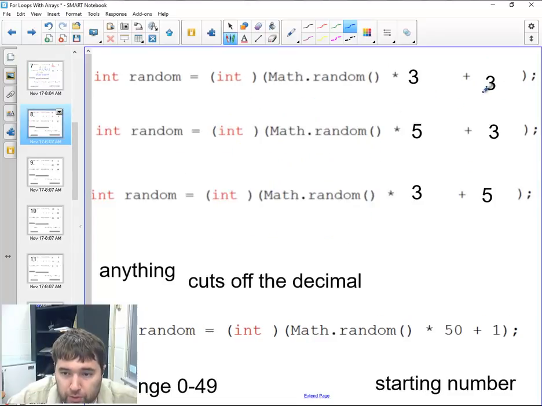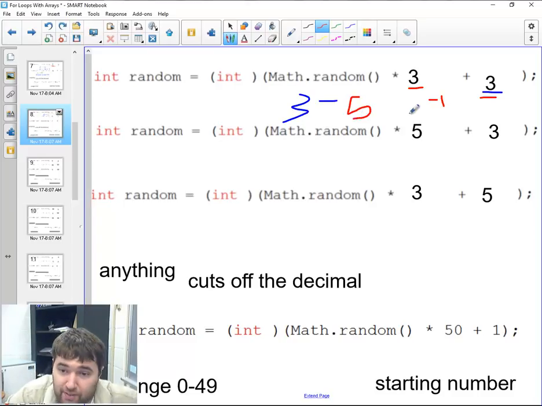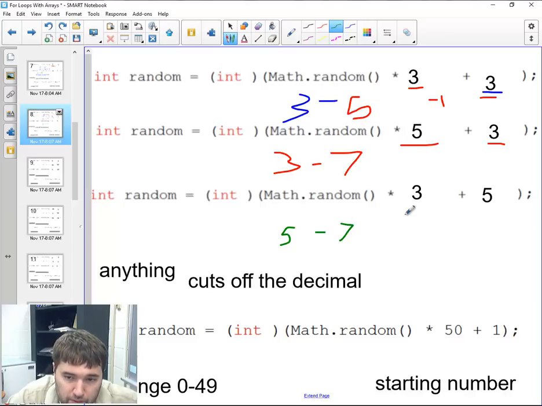Real quickly, we're going to do 3 is the starting number, and our ending number is 3 plus 3 minus 1, which is 5. 3 plus 5 is 8, minus 1 is 7, and our starting number is 3. Starting number is 5. 5 plus 3 is 8, means the ending number is 7.